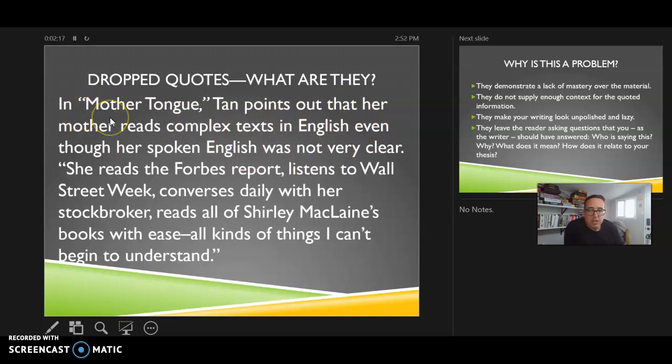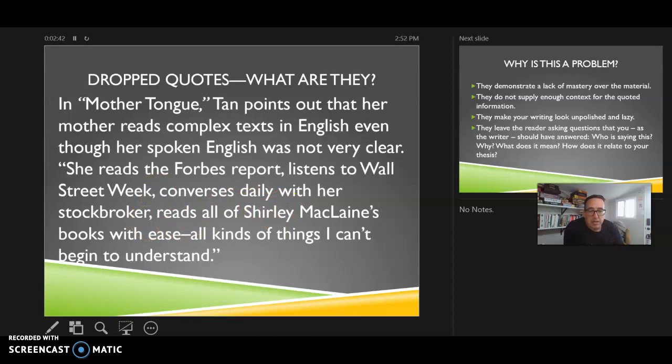In Mother Tongue, which we've read, Tan points out that her mother reads complex text in English, even though her spoken English was not very clear, right? So that's my argument about the essay. It's good. And then, instead of introducing a quote, I have a dropped quote, right? So it's a sentence that stands alone as a quote. She reads the Forbes report, blah, blah, blah, blah, right? So it stands alone as a sentence. That's an example of a dropped quote.